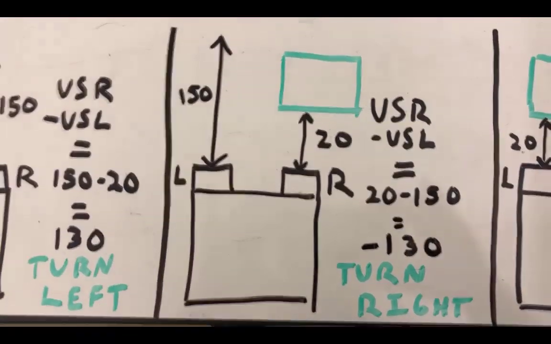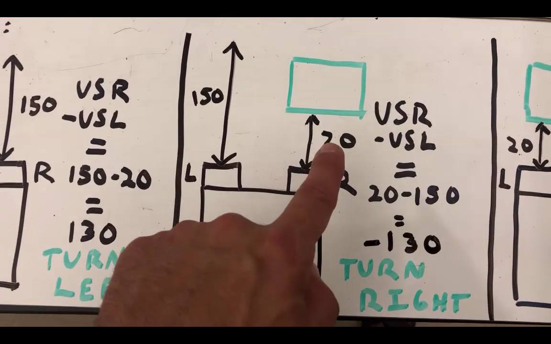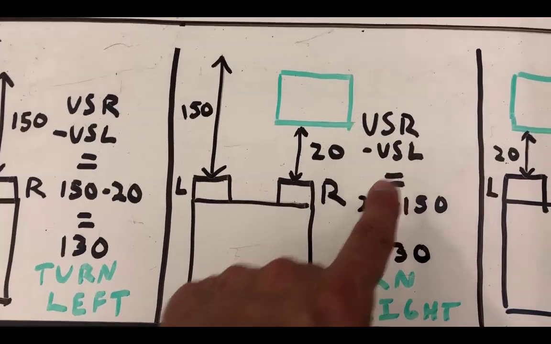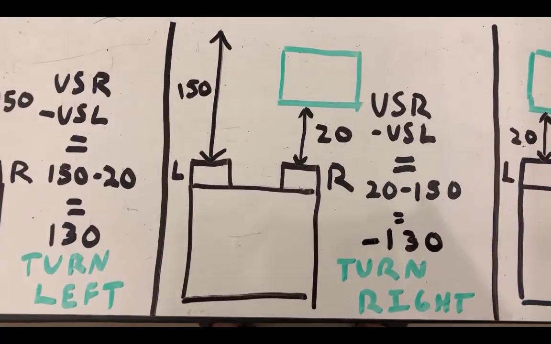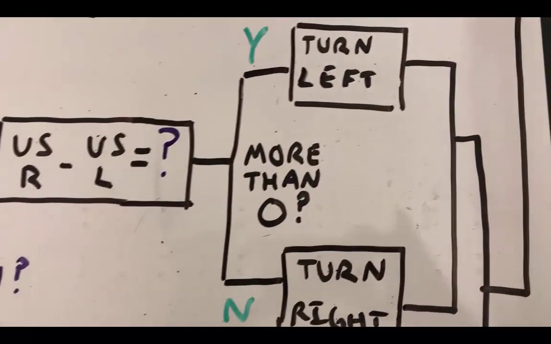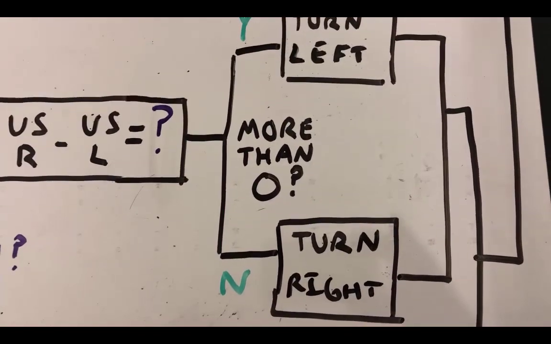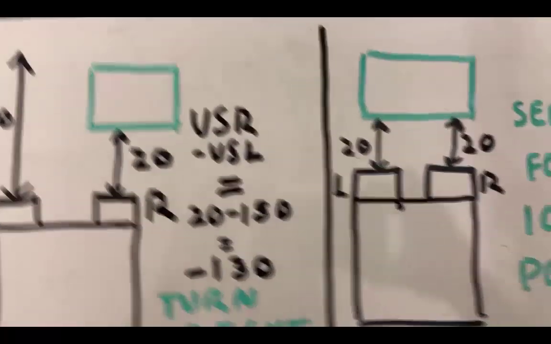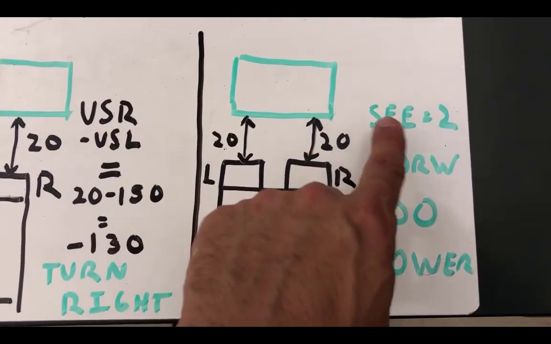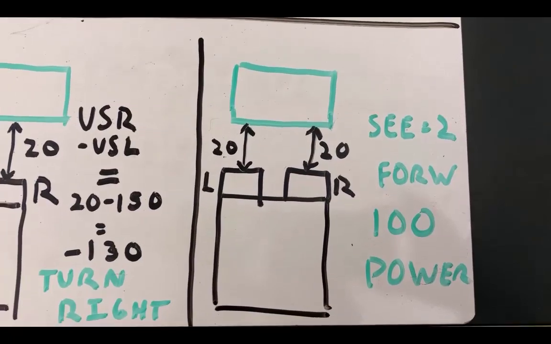If my object is on the right side, the right ultrasonic sensor will return a smaller value, the left a larger value. If you do right minus left, this time you will get negative 130, a negative number. Therefore, if the value is less than 0, you want to turn right. If you're returning 2 small values, C will equal 2, you will go forward at 100 power.